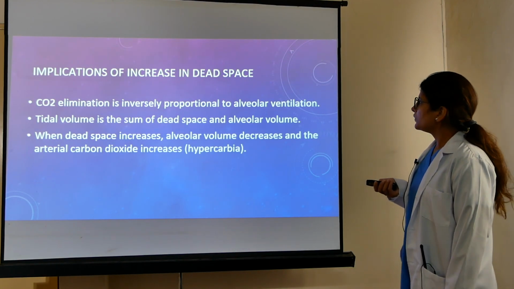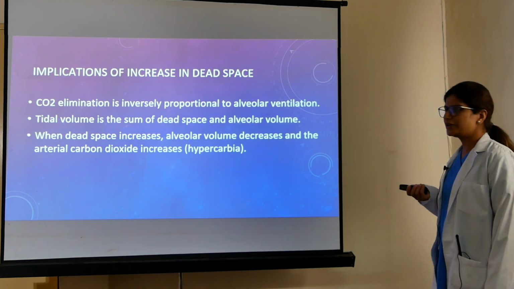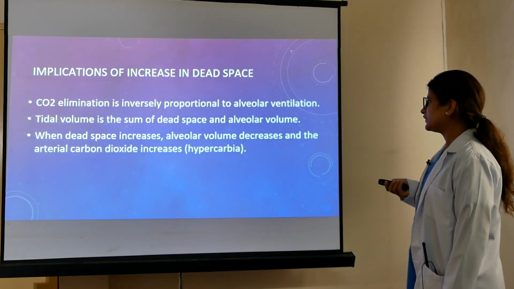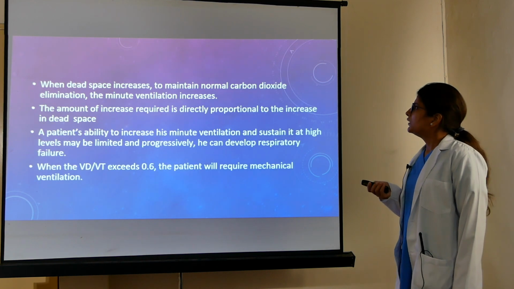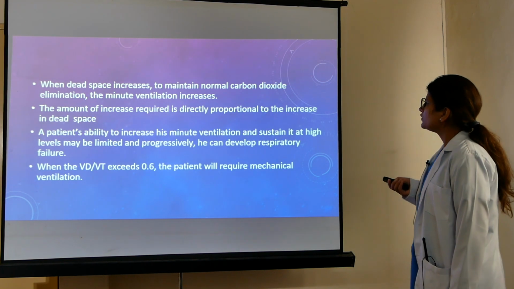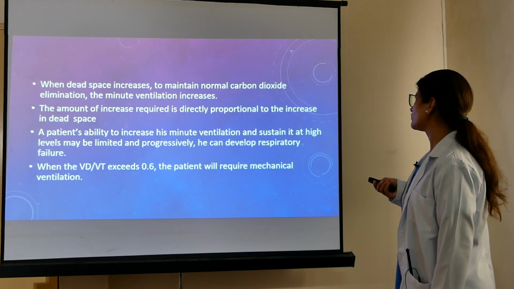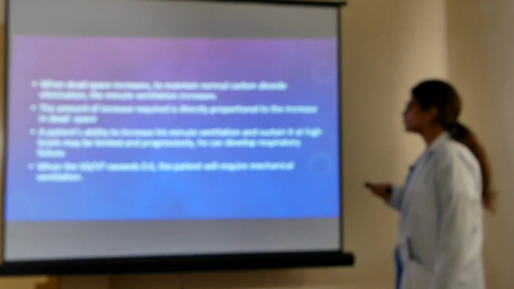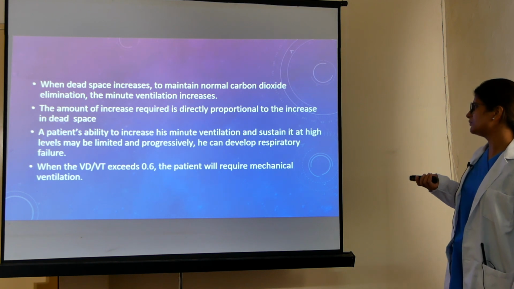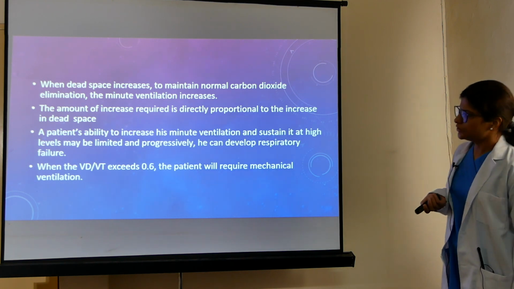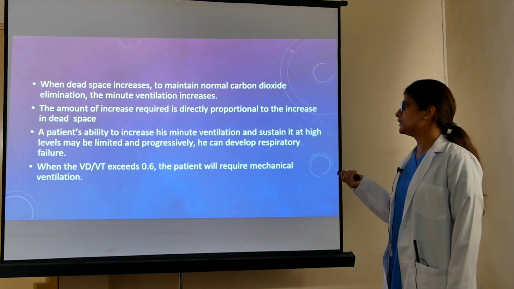CO2 elimination is inversely proportional to alveolar ventilation. Tidal volume is the sum of dead space and alveolar volume. When the dead space increases, alveolar volume decreases and the arterial carbon dioxide increases. This results in hypercarbia. When dead space increases, to maintain normal CO2 elimination there must be an increase in minute ventilation. The amount of increase required is directly proportional to the increasing dead space. If the patient cannot increase his minute ventilation and sustain it at high levels, he can develop respiratory failure. When the VD/VT ratio exceeds 0.6, the patient may require mechanical ventilation.